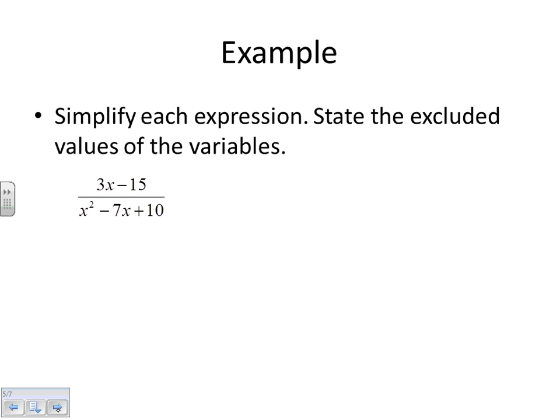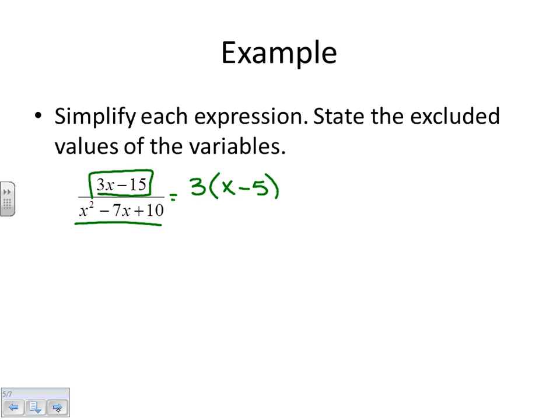Okay, now we're going to simplify, and we're also going to state the excluded values of the variables. When we simplify, we want to find the greatest common factor of the top and bottom, just like we did before with AB over AC. We found the greatest common factor, which was A, and took it out. Here, we're going to find the greatest common factor of the top and bottom. To do that, we're going to factor. I'm factoring up here. The greatest common factor in 3x minus 15 is 3, so this is 3 times x minus 5.